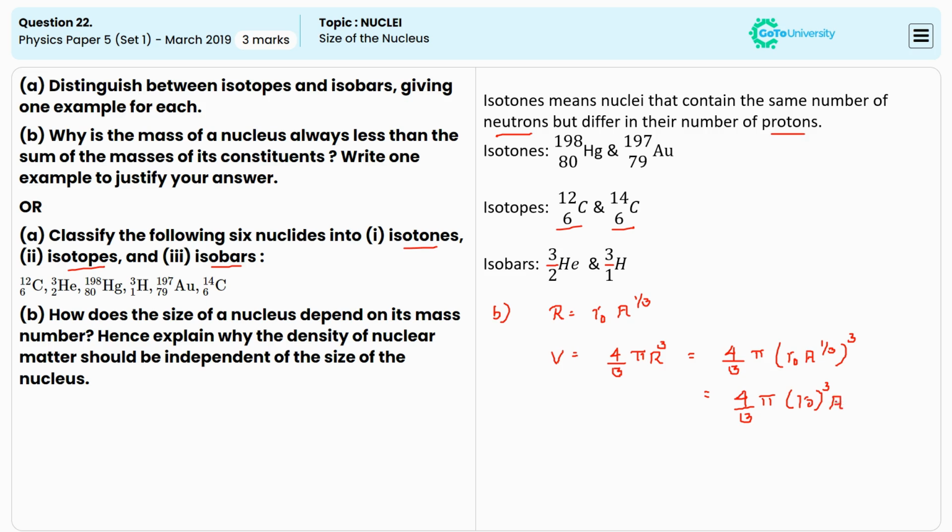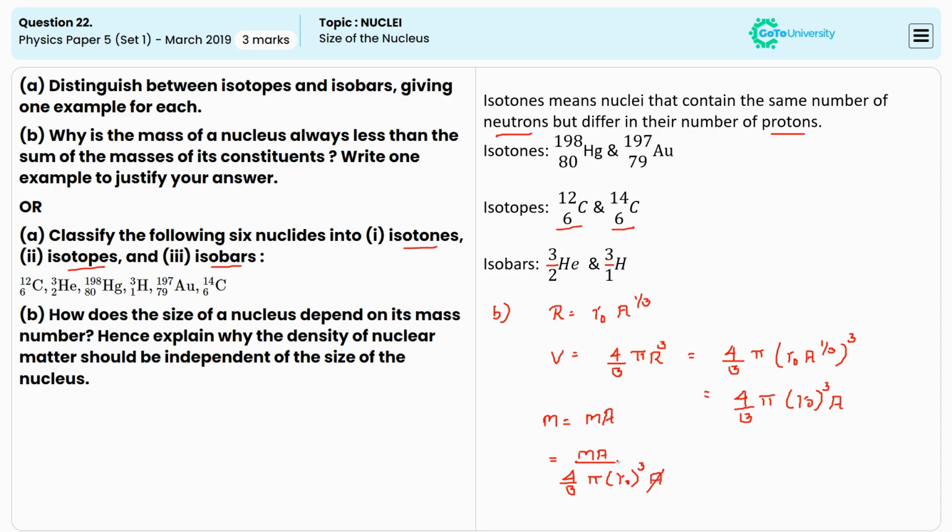Where M is the average mass of the nucleon, then the mass of the nucleus is equal to M into A. And nuclear density is equal to, we know, mass by volume. Mass is equal to M into A and volume is equal to 4 by 3 times pi into R naught to the power of 3 times A.